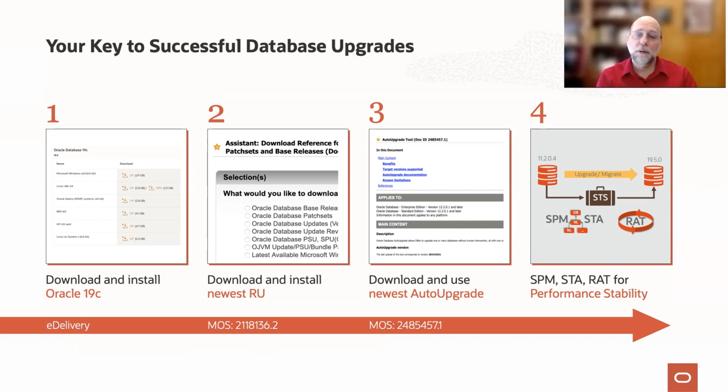You learned how to download and install 19C in the first webinar, and you also learned step 2, being on the latest release update and how to do that. So downloading and installing the latest release update, which at the time of this webinar is 19.10, is another key to having the best possible upgrade experience. Today's webinar is going to focus on phase 3, which is using AutoUpgrade, the new tool that we've introduced.